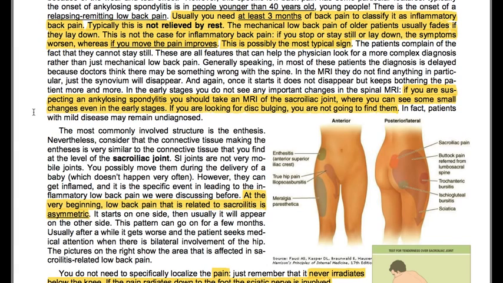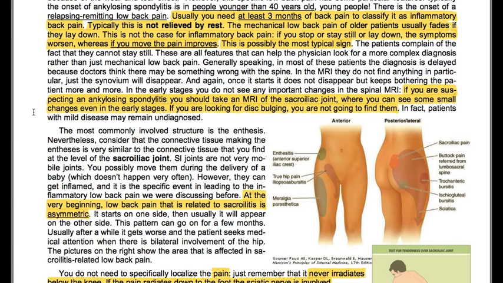Generally speaking, in most of these patients, the diagnosis is delayed because doctors think there may be something wrong with the spine. In the MRI, they do not find anything in particular. And again, once it starts, it does not disappear but keeps bothering the patient more and more. In the early stages, you do not see any important changes in the spinal MRI.